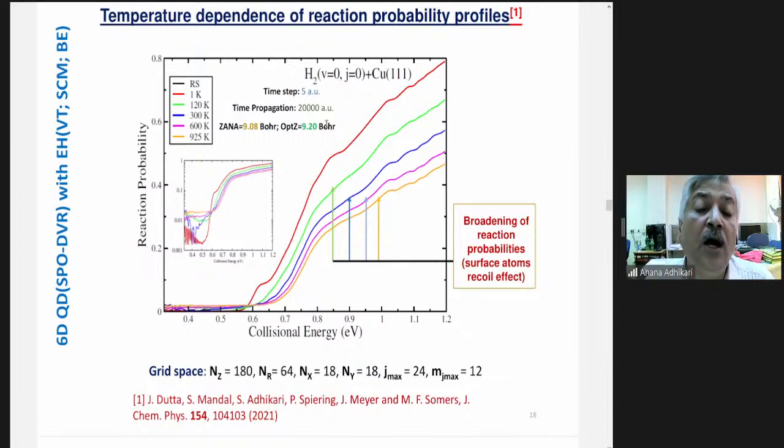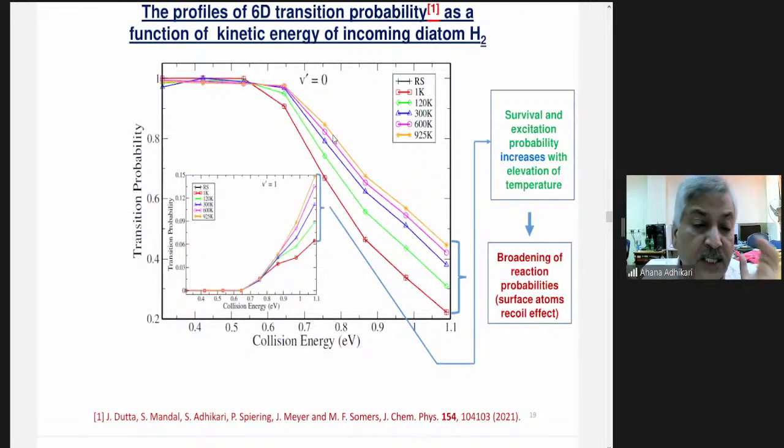How do you throw it? Because you put an absorbing potential around that region, your Hamiltonian is non-Hermitian. Otherwise, it is Hermitian. So as soon as the wave function goes there, it gets absorbed. Okay. So this is like that. And this is the scattered back wave function, and you can see the rigid surface, 1 Kelvin, 120, and so on and so forth.